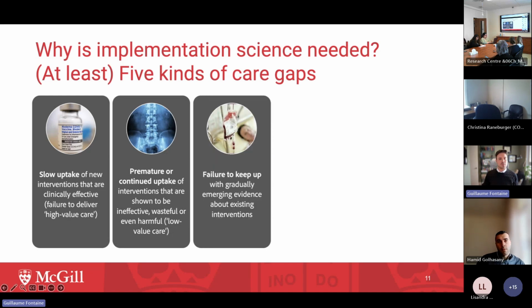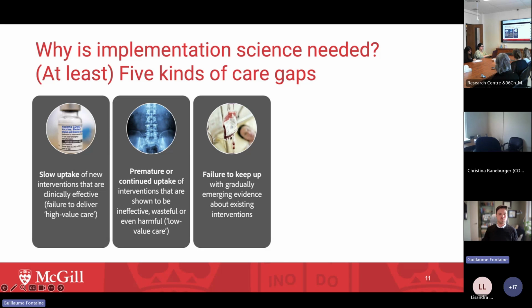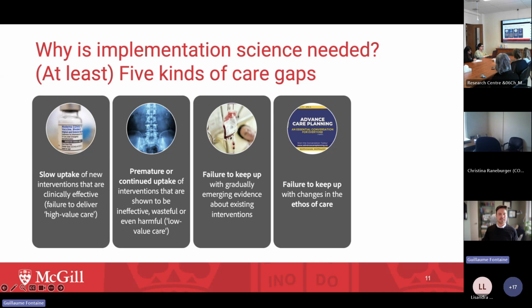The third reason why we need implementation science is that, generally speaking, we have a range of interventions that are currently embedded into clinical practice one way or another, but we have emerging evidence around those interventions, and often we're not keeping pace. We're not keeping up with the pace of evidence around existing interventions. So implementation science can help us with methods to update what we do on a regular basis.